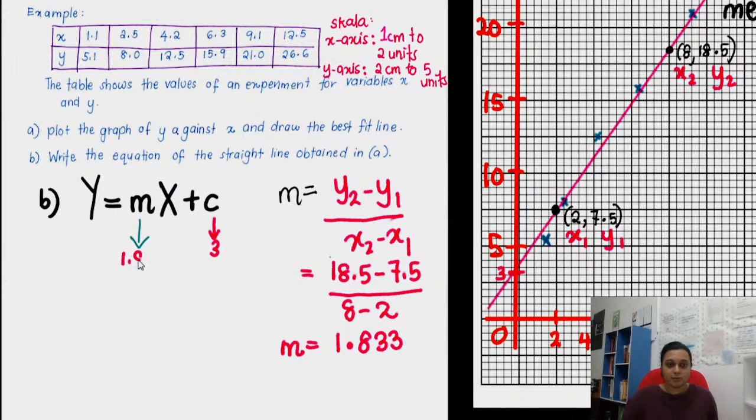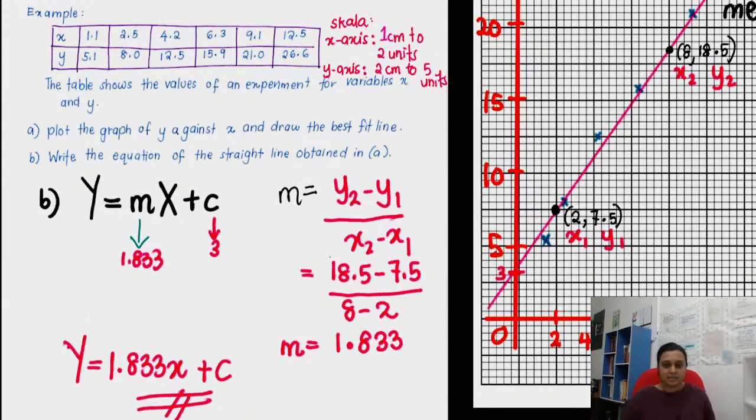This is 1.833. Sekarang, you can tulis the persamaan. So, Y sama dengan 1.833X plus 3. So, this is the linear equation for your straight line. Can? Easy, right?